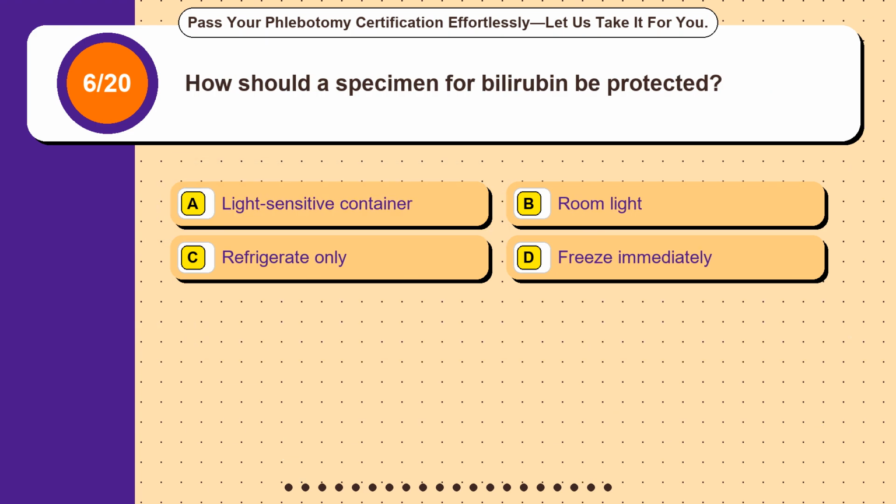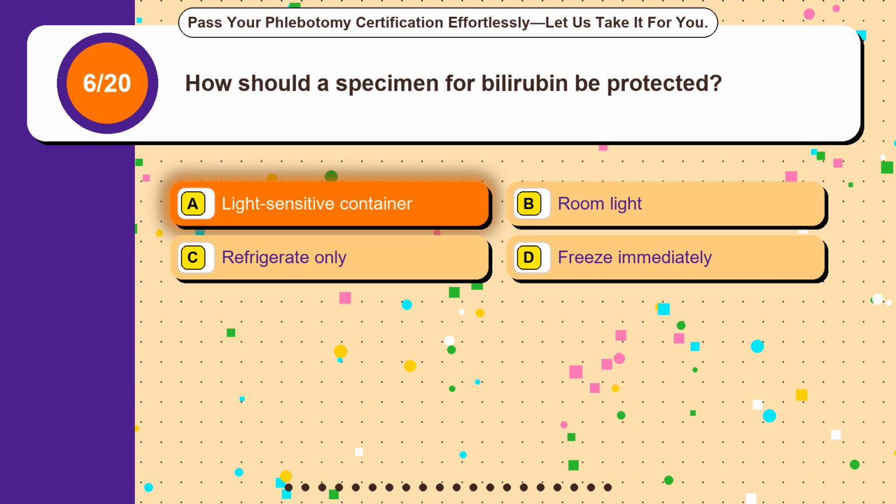Question 6. How should a specimen for bilirubin be protected? Option A, light-sensitive container. Option B, from light. Option C, refrigerate only. Option D, freeze immediately. The correct answer is option A, light-sensitive container.